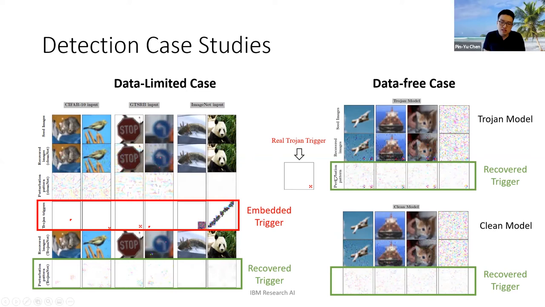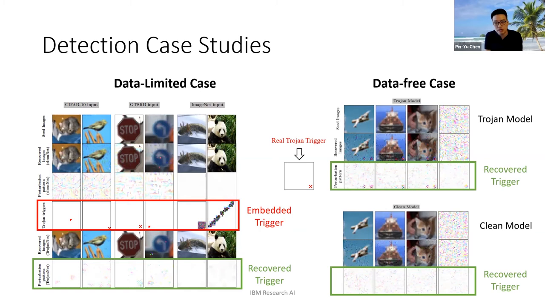So as to Nicolas' point, it will be interesting to see what is the most insidious or most stealthy trigger pattern that can evade this kind of detector. And for the data-free case, we pretty much have the same story. You can see some specific patterns that we embedded appear in the recovered trigger, although it's not perfect. But our goal is never to recover the exact trigger. Our goal is to detect, to draw some statistics to detect whether the given model has a backdoor or not.